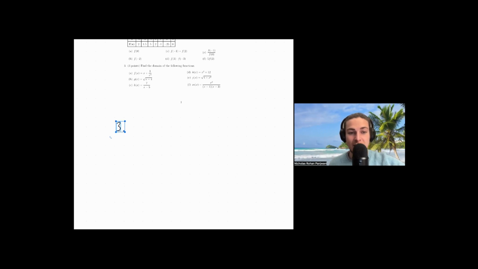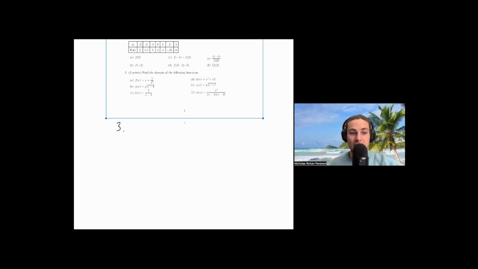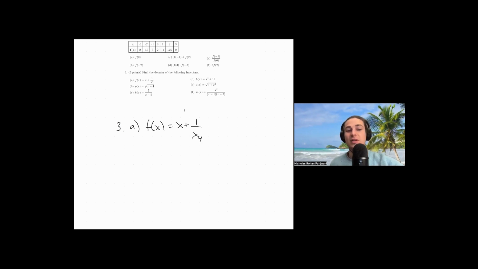So let's start here with f of x is equal to x plus 1 over x to the 4th. So let's pretend that it was just f of x equals x. That would be an example where you could have negative infinity to infinity. Any x value could be plugged into the function. Again, any value of x could be substituted for x, and we wouldn't have any mathematical issues. However, in this situation, we have x plus 1 over x to the 4th. I kind of wrote that weird, didn't I? 1 over x to the 4th.